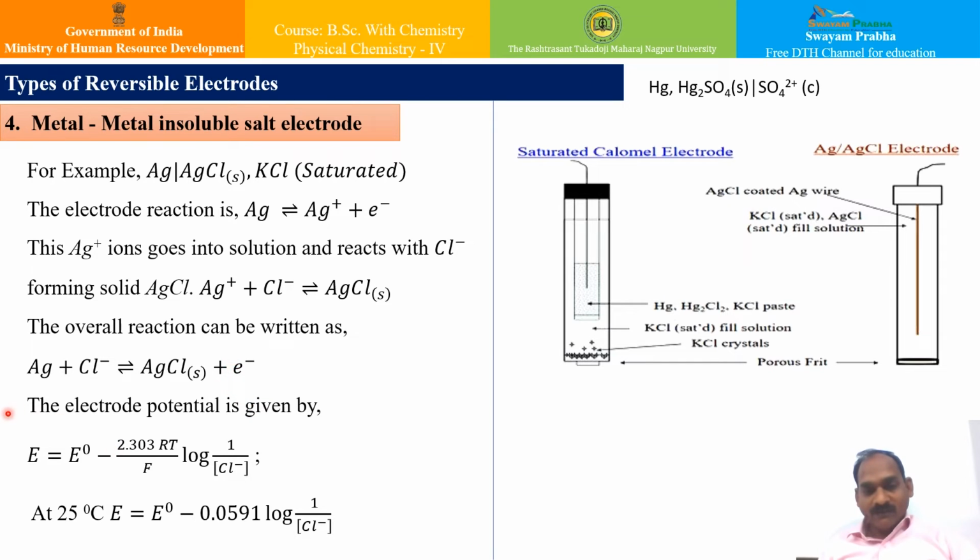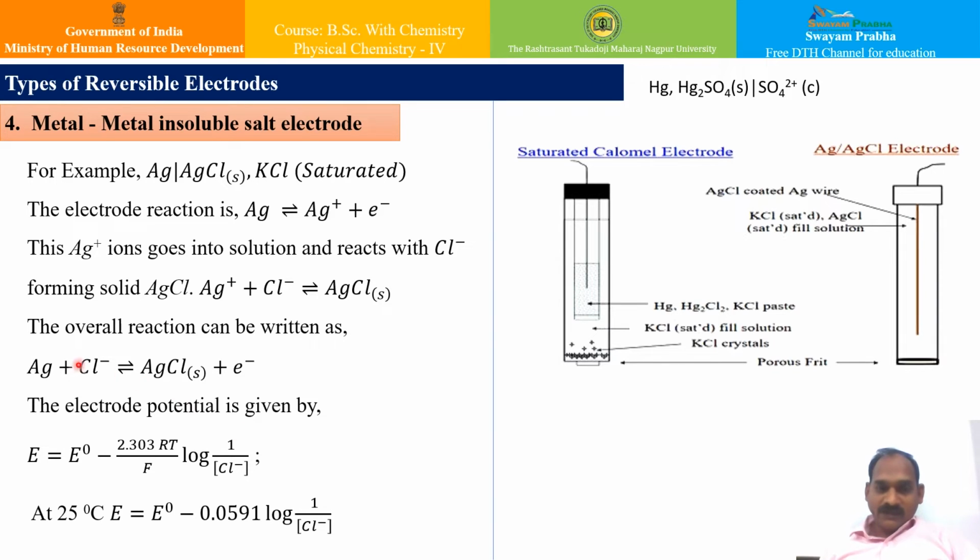So the electrochemical potential will be given by this particular equation: E is equal to E standard minus 2.303 RT upon F log of 1 upon concentration of Cl minus. At 25 degrees centigrade, I can write down the overall reaction by considering 2.303 RT upon F equivalent to 0.0591. So I can write down this particular type of equation. Basically, the electrode reaction involves only the concentration of chloride ion, and the electrode in this case is also said to be reversible with respect to chloride, isn't it?